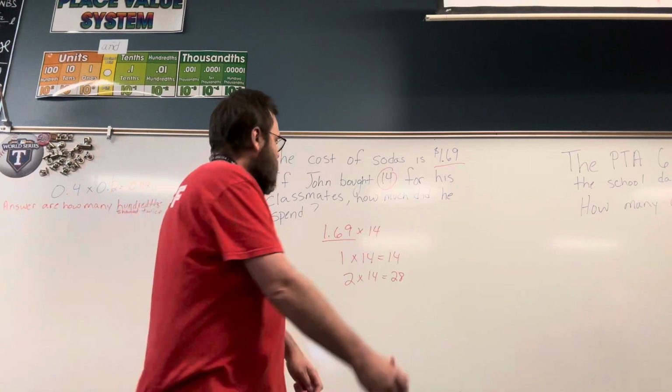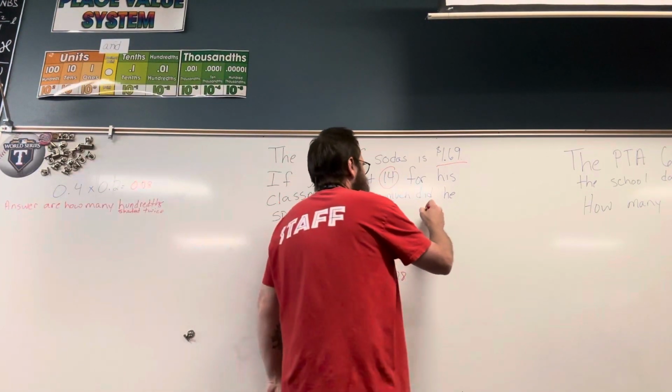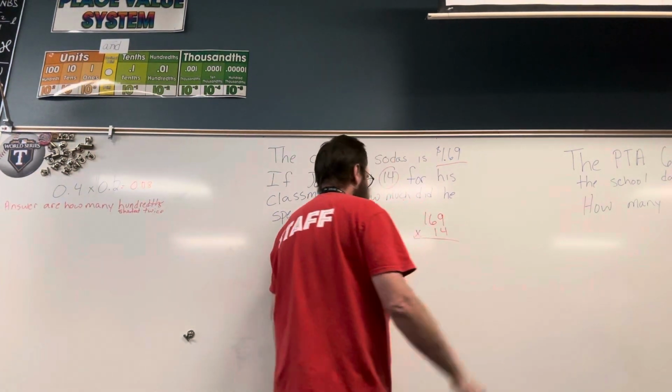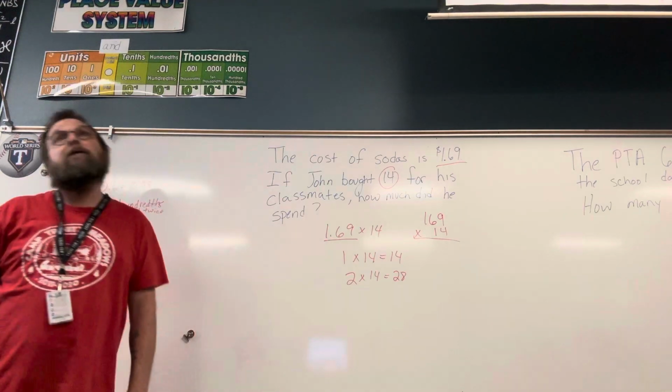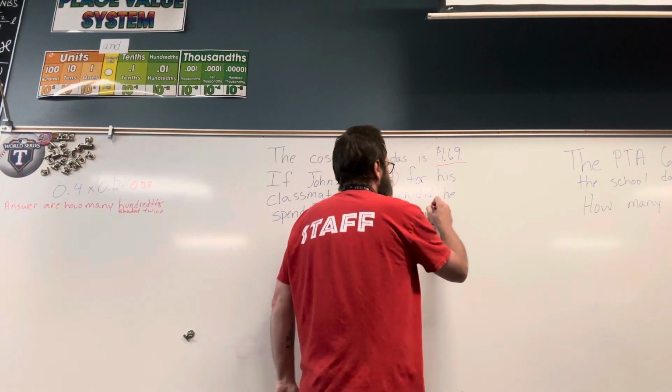So it is multiplication. When I multiply, I ignore the decimal points. So I should have 169 times 14. I don't put the decimal points in until I get my answer. 9 times 4 is 36.